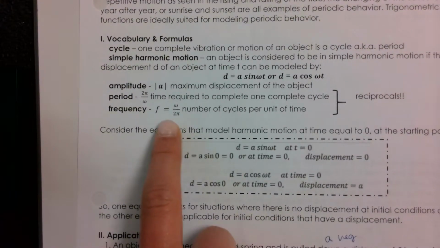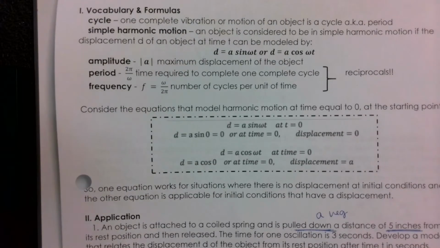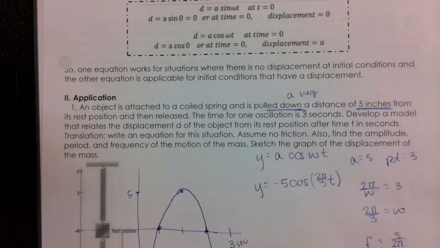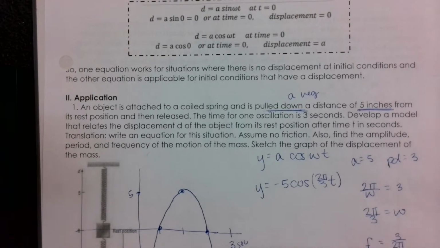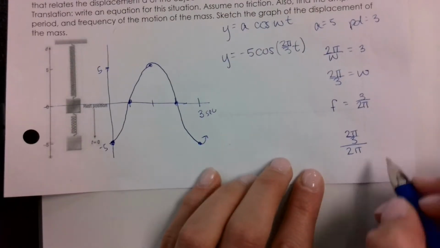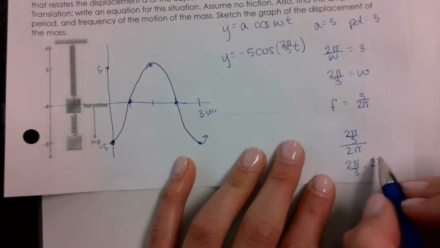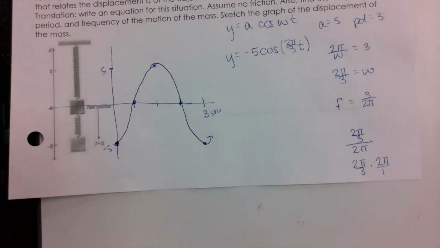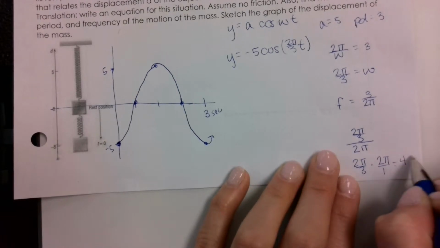Frequency is up here. Oh, I see what you're saying. So if we did 2 pi over 3 over 2 pi, is that what you were talking about? So then that'd be 2 pi over 3 times 2 pi. Or no, yeah, 2 pi over 1. So like 4 pi squared over 3? Is that technically what that should be?